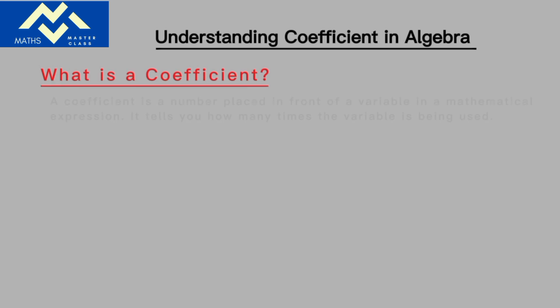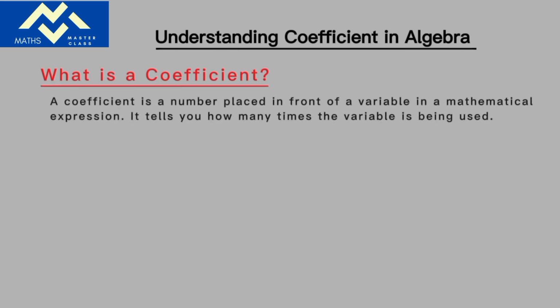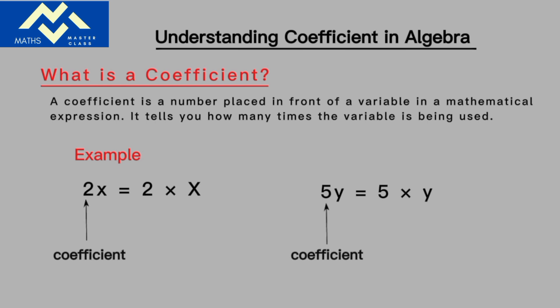In algebra, when a number is written in front of a letter, it means we're multiplying that number with the letter. For example, 2x means 2 times x. 5y means 5 times y. That number in front, the 2 or the 5, is called a coefficient. So a coefficient tells us how many times we're multiplying the variable. Think of it like this. If you have 2 apples, that's the same as 2 times apple.